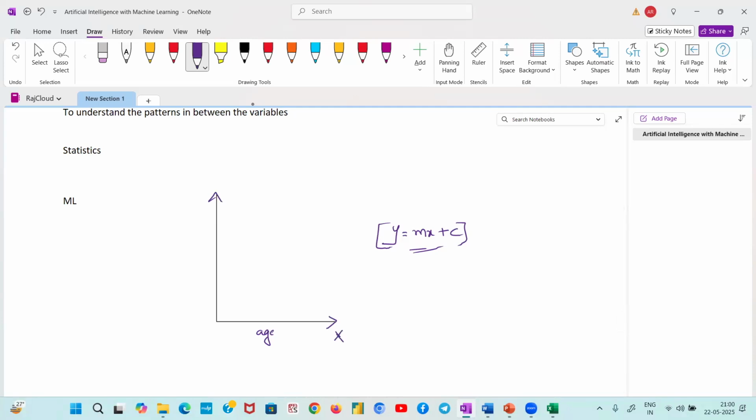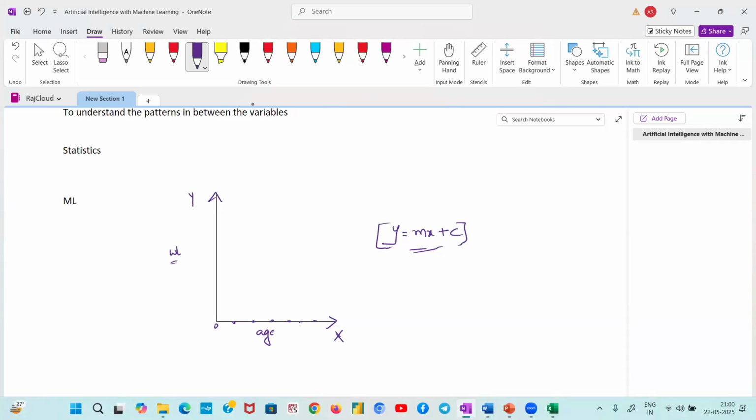X-axis, right or not? This is the Y-axis. So I am taking different people's ages here, like 10 years, 15 years, 20 years, 25 years, 30 years, 40 years, 50 years. And I'm also taking the weights on the Y-axis.